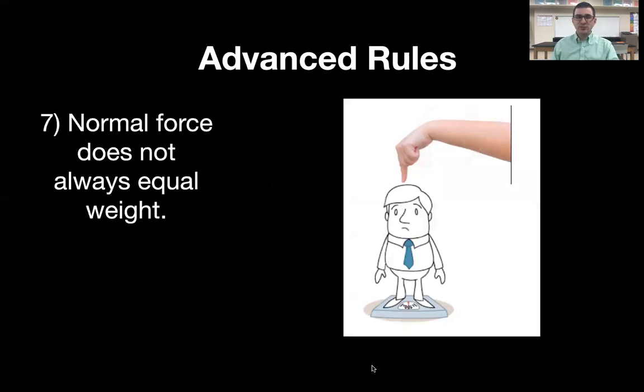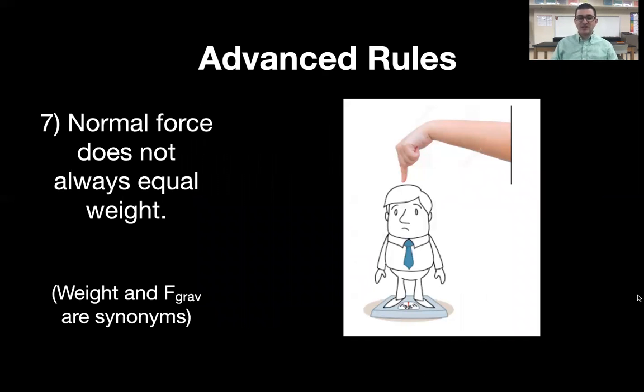Then we'll move on to rule number 7, which is that normal force does not always equal weight. Weight is just another way to say force gravity. So normal force does not always equal force gravity. Up until now, we've shown several situations in which normal force does equal force gravity, but no longer is that always going to be the case.